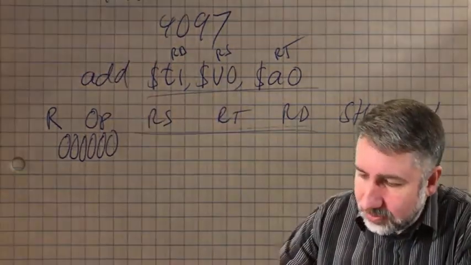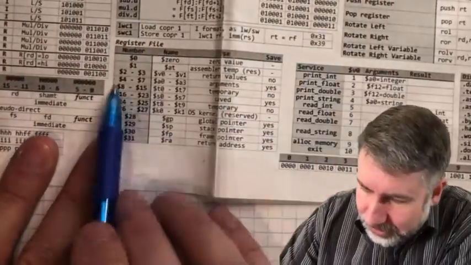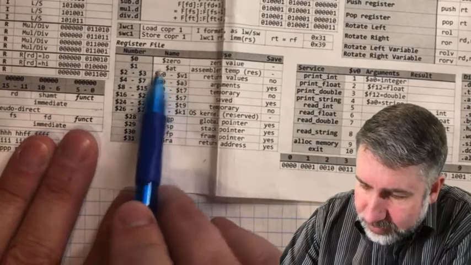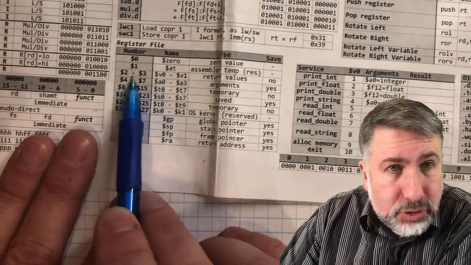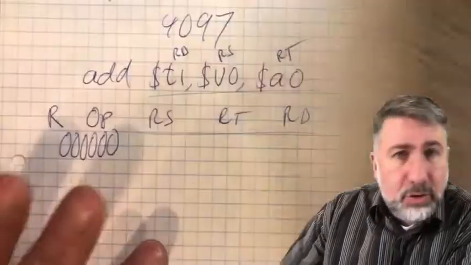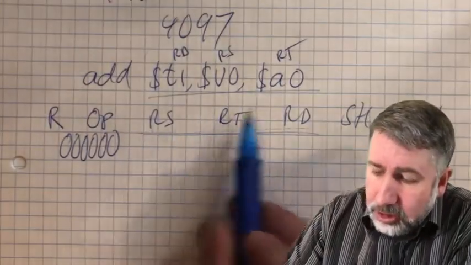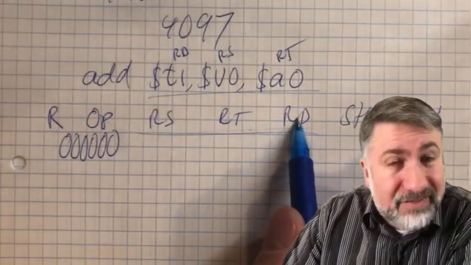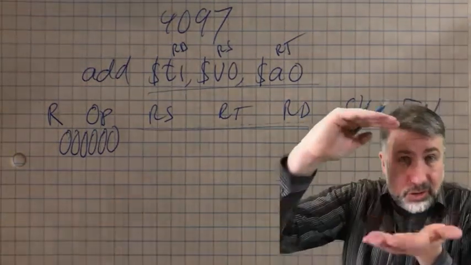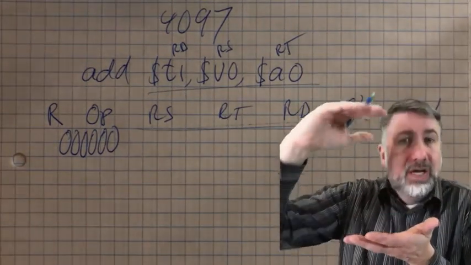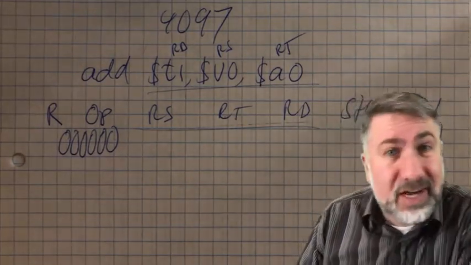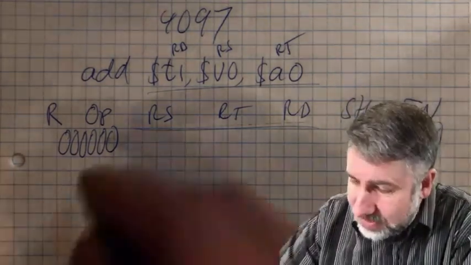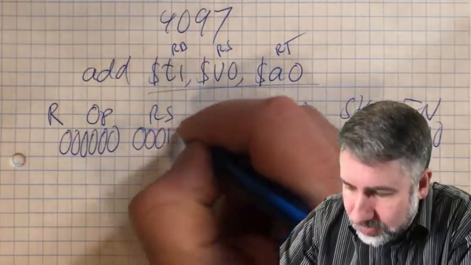RS is V0. What is V0? We'll look through the register file and look for V0. V0 is register 2. Okay, so we'll put in the number 2. Now, all of these registers are 5-bit specifications because there are 32 registers in the register file. So to pick one of 32, you need 5 bits. So to specify the number 2 in 5 bits, it's 0, 0, 0, 1, 0.